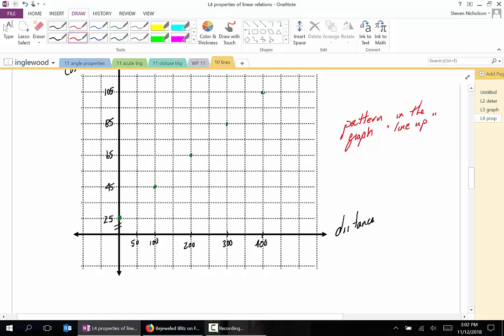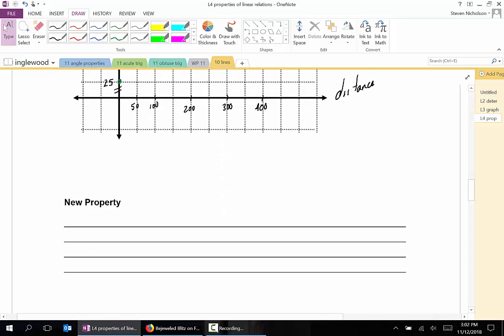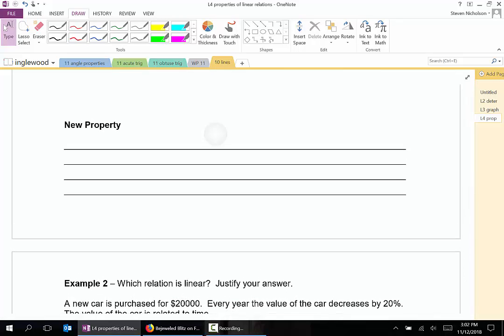So the moral of the story is what has to happen for there to be a linear relationship, for points to line up. What has to happen is you have to have a pattern in the x and the y, or a pattern in the table of values, or a pattern in the graph. So this leads to this new property, and it's called the constant rate of change property.